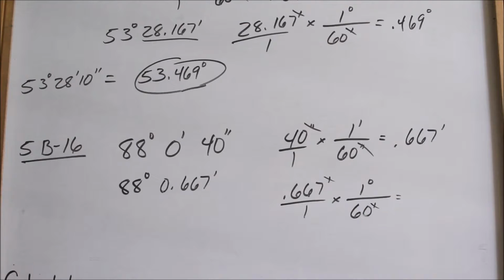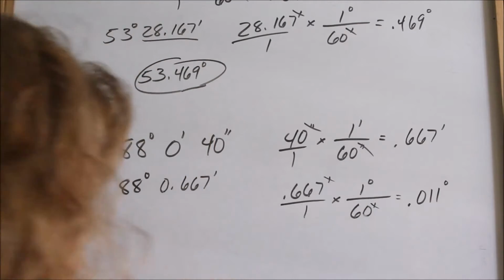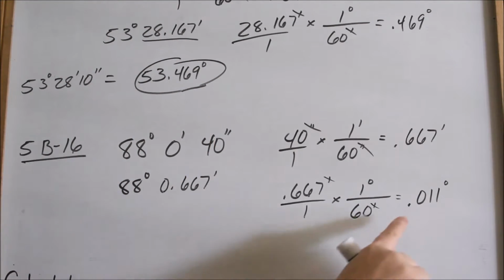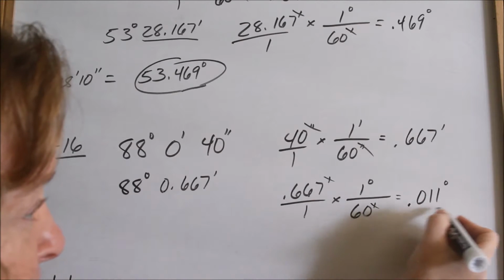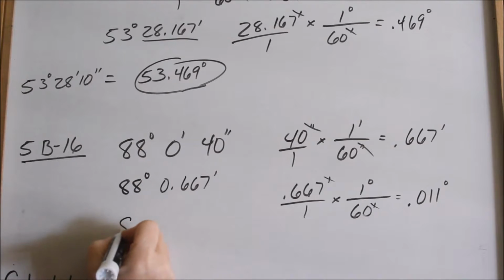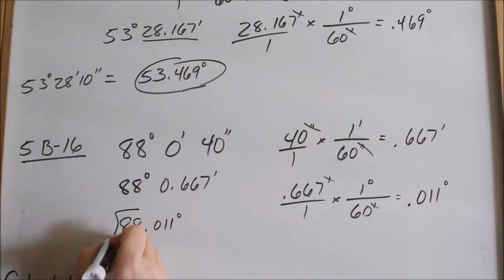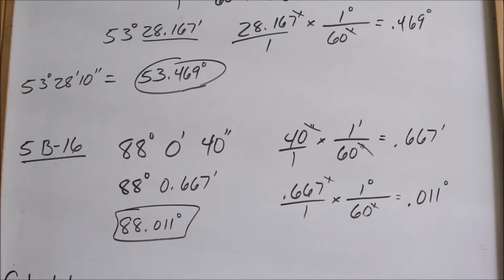So 0.667 divided by 60 is 0.011 degrees. Now we can add this degree, this fraction of a degree, with our whole degrees over here. So we have 88.011 degrees. That is in decimal form.